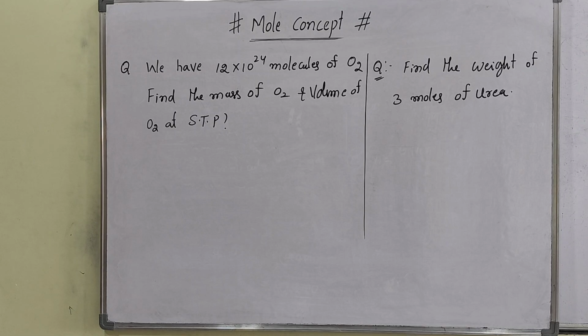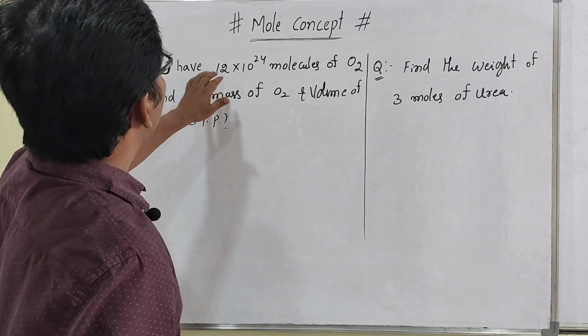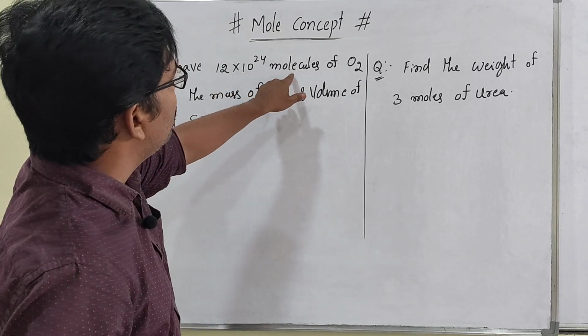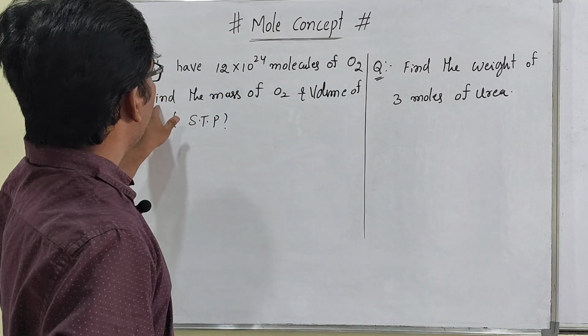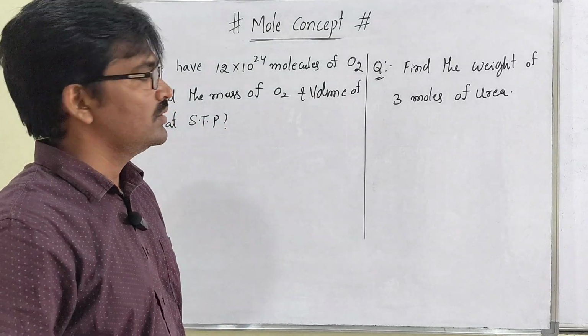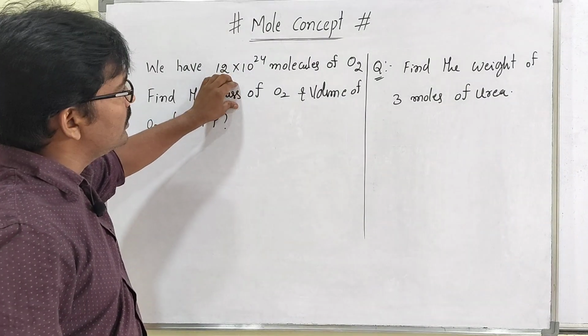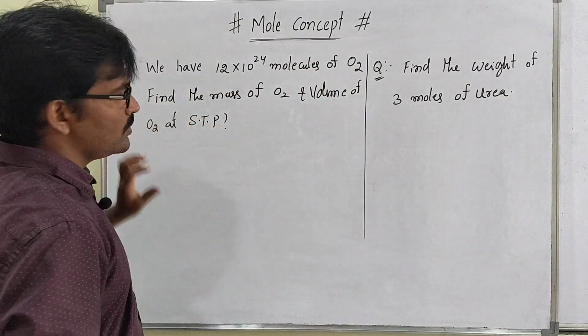Yes, look, my dear students, here 2 more questions are there based on it. We have 12 into 10 to the power of 24 molecules of O2. Find the mass of O2 and volume of O2 at STP. Sir, find the mass of O2, mass nothing but weight. And find the volume of O2.